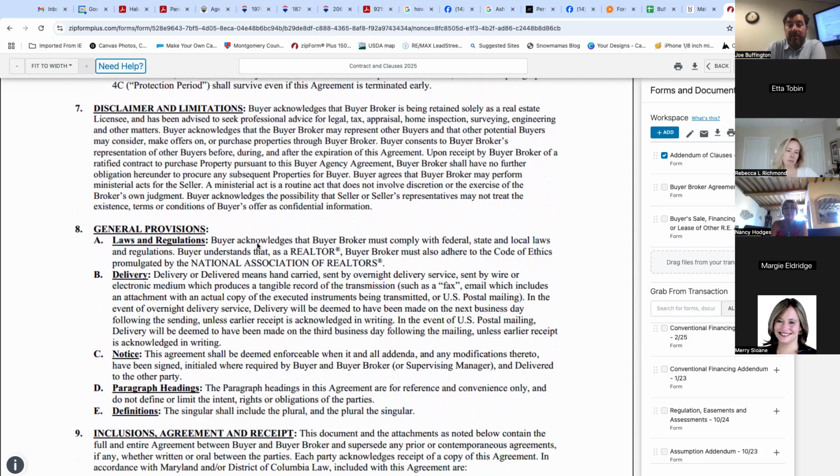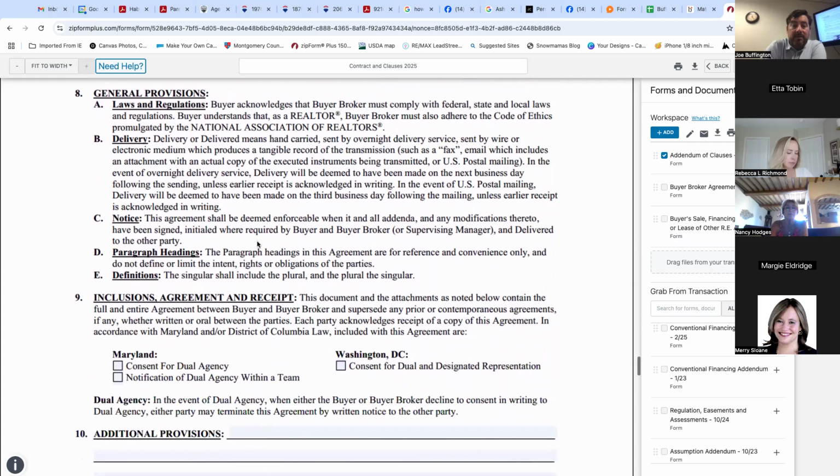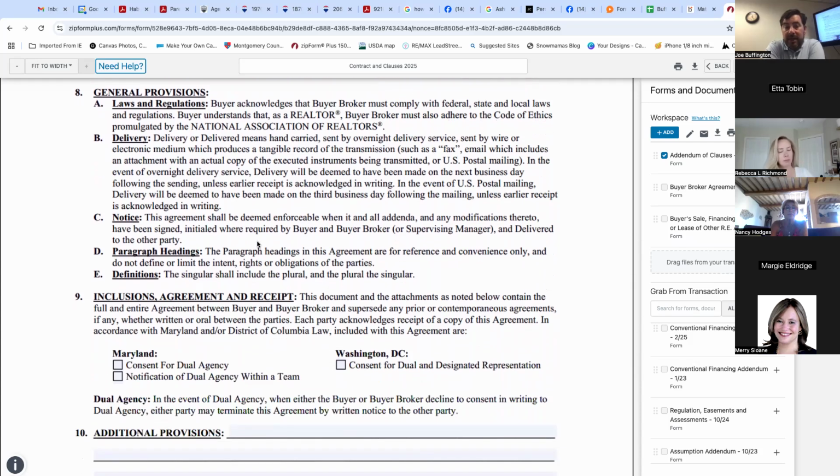Number 7 is kind of a disclaimer. Basically, buyers should seek advice for tax, appraisal, home inspection, surveying. This is kind of the CYA. Number 8, general provisions, again more CYA. We must adhere to the code of ethics. Delivery, this does talk about delivery so that the buyers start understanding. Let's see here.